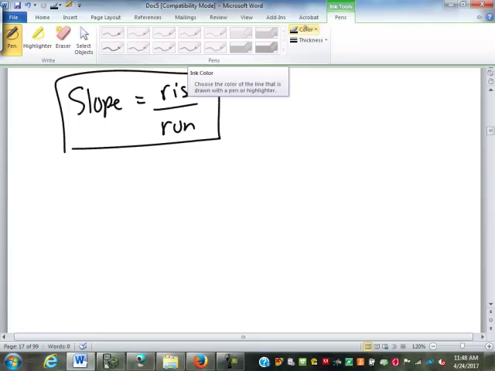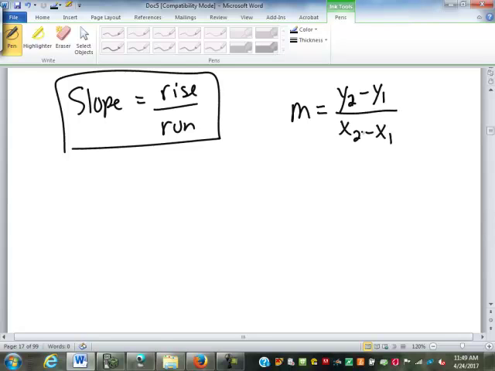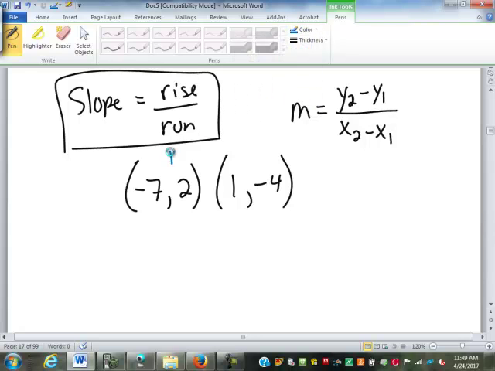And if I gave you 2 points, I could use that slope formula. M is our abbreviation for slope, where the rise is the difference in the y-coordinates, and the run is the difference in the x-coordinates. So if I gave you those 2 points, -7, 2, and 1, -4, we could find the slope. I label my points 1 and 2.